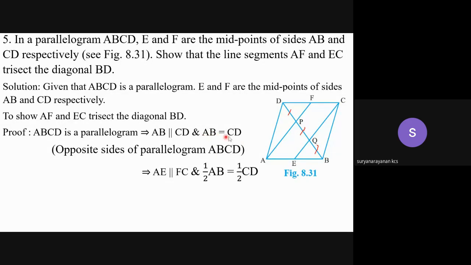We multiplied this equation on both sides by 1 by 2. What is half of AB? How can you write half of AB? We can write AE. Yes or no? Half of AB is AE because E is the midpoint of AB. Similarly, half of CD we can write as FC. Yes or no? Can we write it or not?